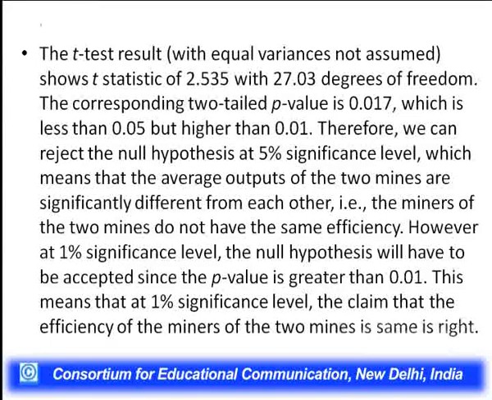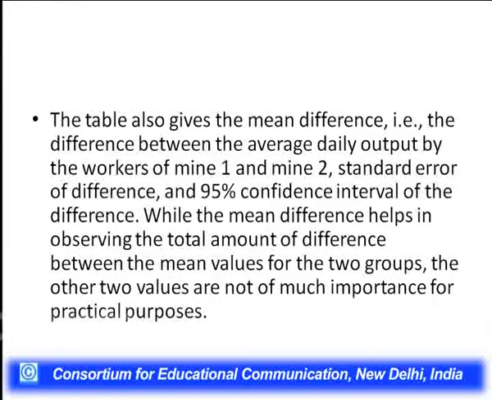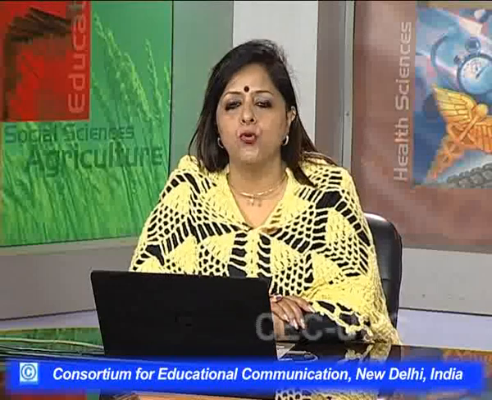However, at 1% the null hypothesis will have to be accepted since the p-value is greater than 0.01. This means that at 1% level of significance, the claim that the efficiency of mine 1 and mine 2 is the same is right. So we see here that at 1% it is right and at 5% it is not true.